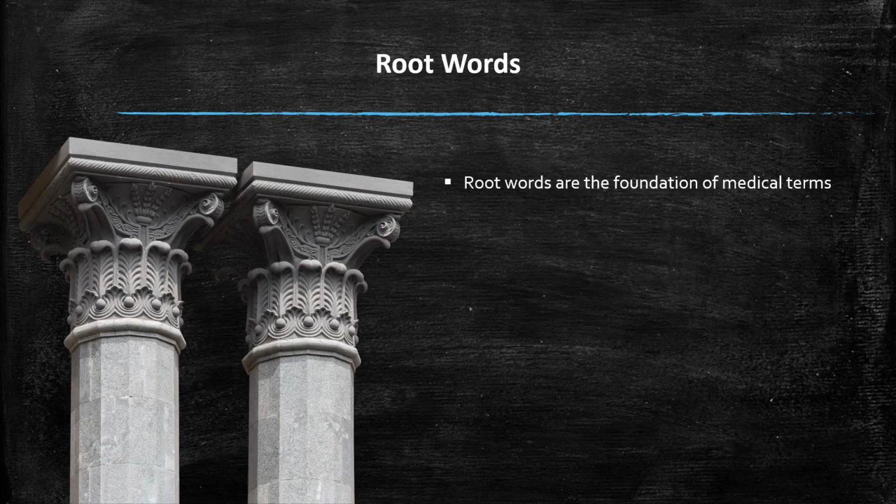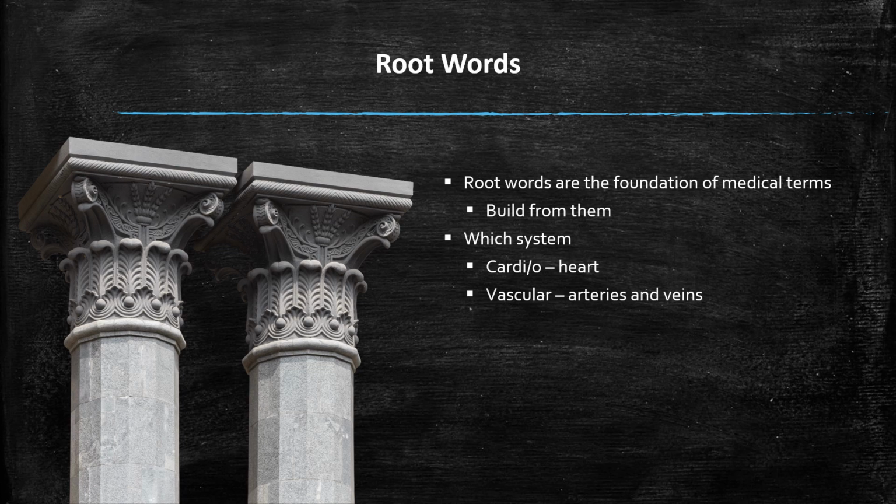Because the root word is the foundation of our medical term that we build upon, we'll begin by taking a closer look at what they are. Root words tell us what body system we are talking about. For instance, the root cardi or cardio refers to the heart, whereas vascular refers to the arteries and veins. You'll notice that sometimes root words, especially those ending in an I, may be followed by an O, but not always. Cardio can be combined with vascular to form cardiovascular in reference to the heart and all of its associated vessels and structures.